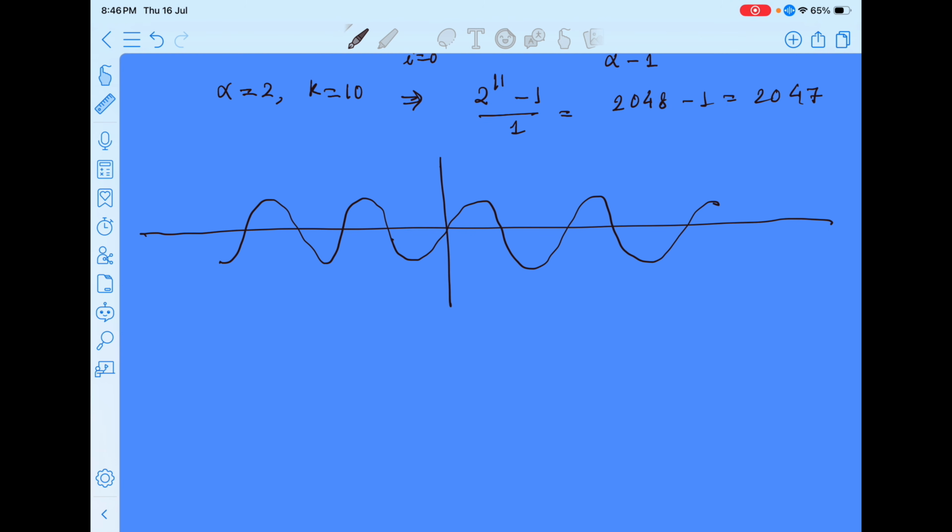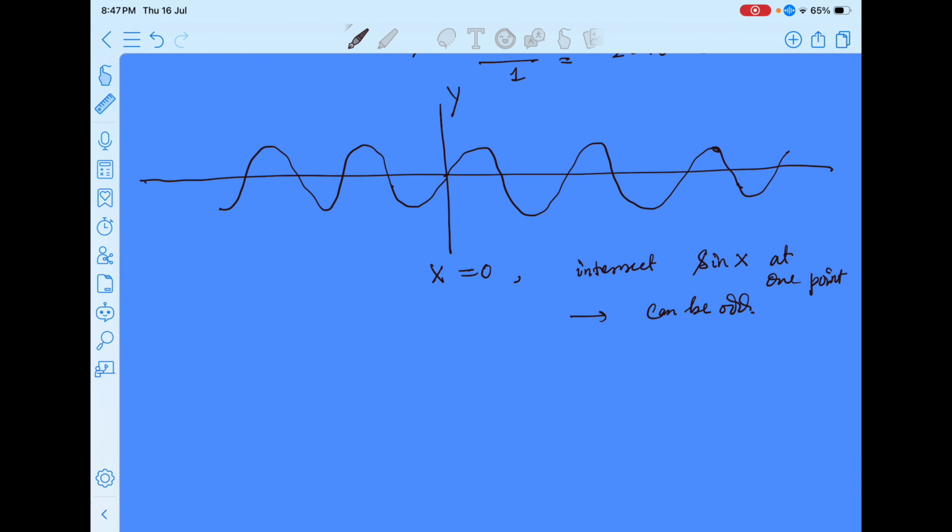Okay, here's a picture. So you can see that the y-axis, the line x equal to 0, intersects sin x at one point, the origin. So that means the number of intersections can be odd. Now if you look carefully, let's say there is a point, more particularly you can choose pi by 3.